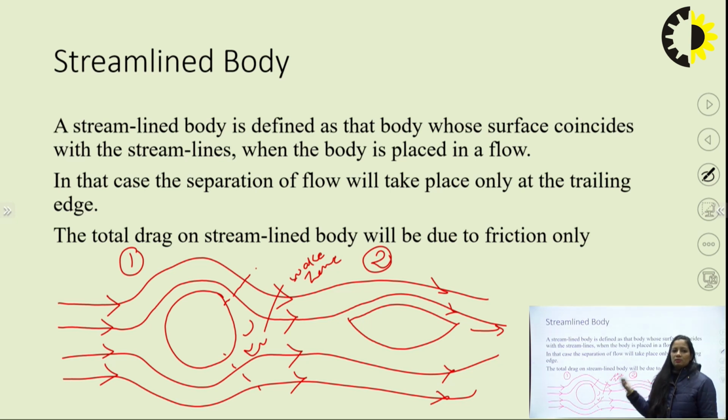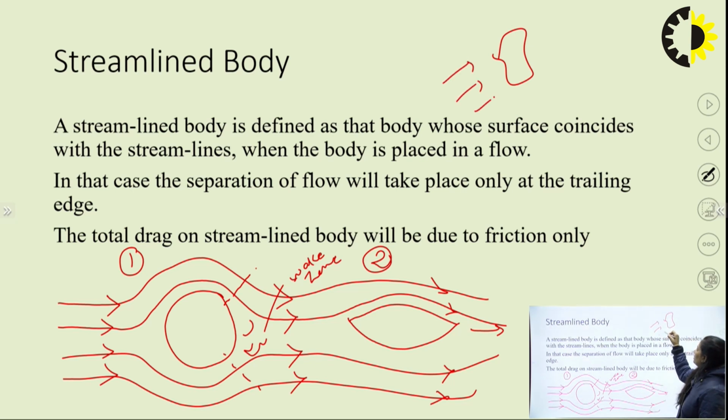What will you call a bluff body? A bluff body is simply a kind of body where the streamline formations are not regular, not smooth. Just draw a random body like this. If you put this kind of body in streamlines or a particular medium, the streamline formation will not be smooth as in object number 1 and object number 2. So you can understand now the difference between a streamlined body and a bluff body.